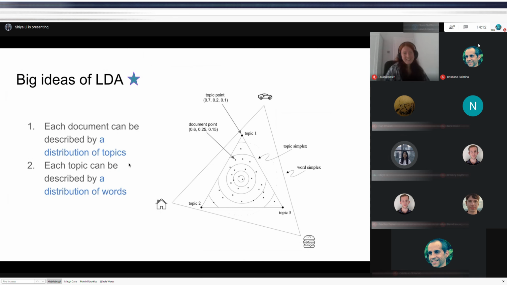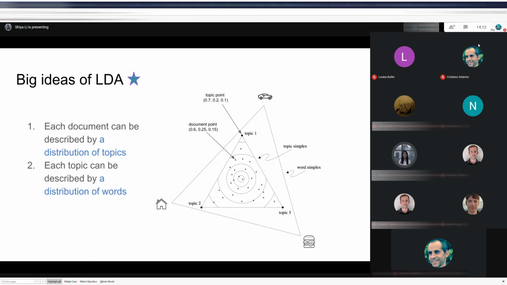And so the LDA model was come up with by David Blei, Andrew Ng and Michael Jordan in 2003. And to learn this model, we first need to understand what the big ideas of LDA are. There are two big ideas. We have to learn them very clearly. The first is each document can be described by a distribution of topics. And the second one is each topic can be described by a distribution of words.